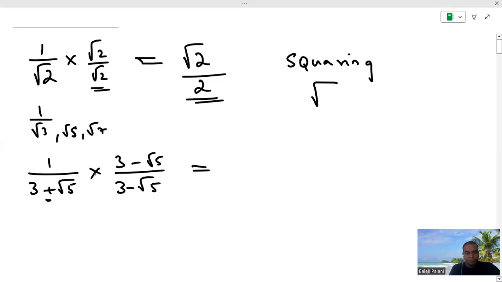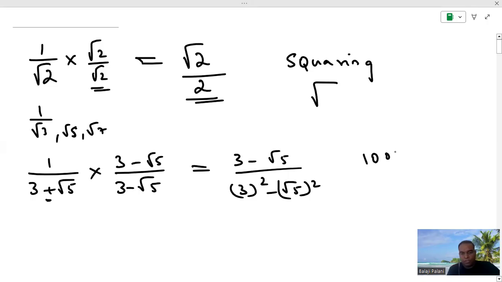Here, 1 into any number is the same number in the numerator, and the denominator will be a square minus b square for all the problems, 100% for rationalization questions. No doubt at all in these kinds of questions. It is always a square minus b square in the denominator. That's the only option by which you can get rid of the root. So what happens to the numerator? No change. It is 3 minus root 5. In the denominator, you have 3 square minus root 5 square.